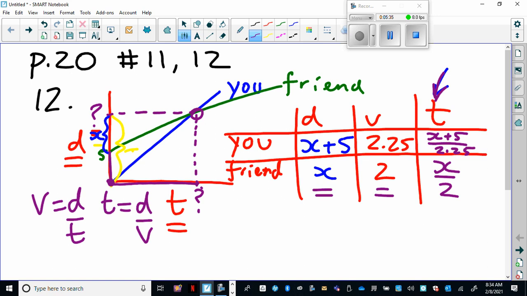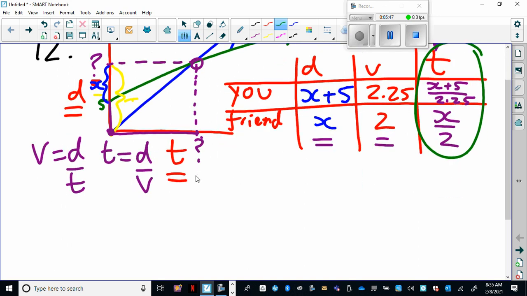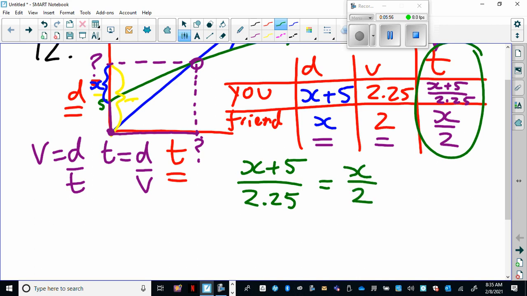Once you acknowledge that the time that both of you have been traveling is equal, then we can take these values here and equate them, set them equal to each other, and solve. So we're going to go x plus 5 over 2.25 equals x over 2. And now, as in math class, you have an equation with a single variable, and we can go ahead and solve that equation. The best way to solve this equation for x is to start by cross-multiplying.